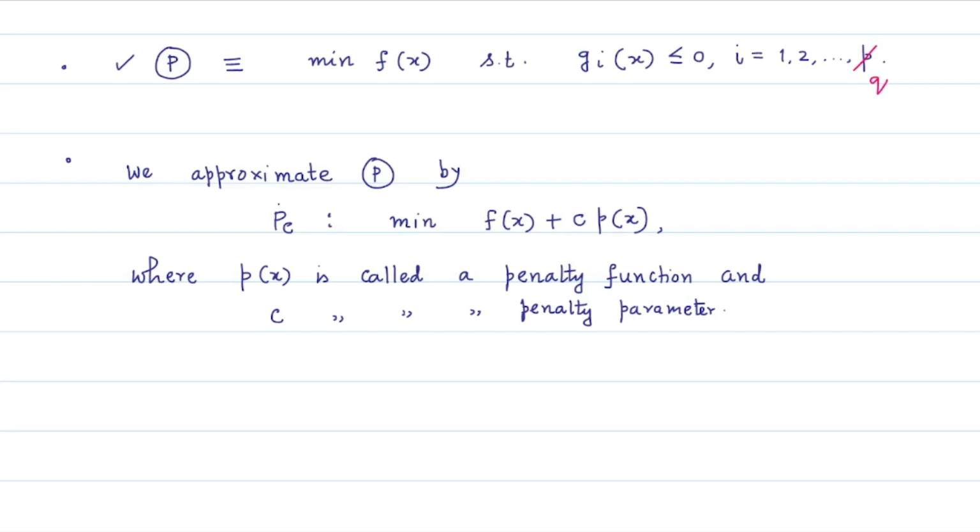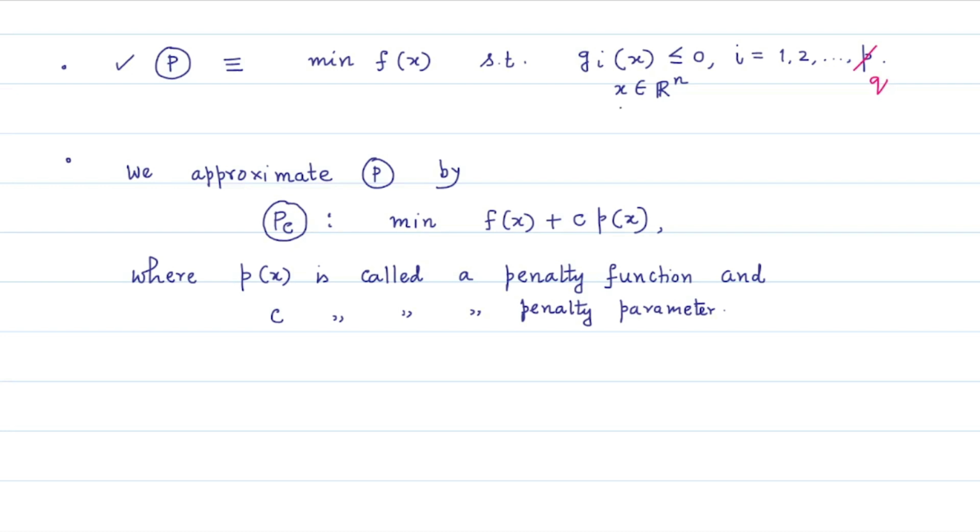So we are going to approximate the problem P by the problem P_c for different values of c. Here as usual x is a generic vector in the n-dimensional Euclidean space, that means x has n many components. Here in converting the problem P into a set of problems P_c, the role of this penalty function p(x) and the penalty parameter c is to penalize points that are outside the feasible set.